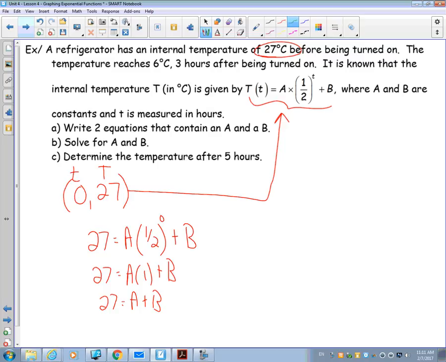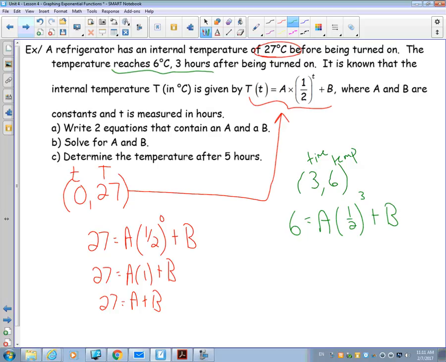I was given a second piece of information. I was told that it reaches 6 degrees Celsius 3 hours after being turned on. Well, that's a second point. Okay, 3 hours gets me to 6 degrees. I can do the same thing, put 6 in for my temperature, 1/2 to the 3 plus b.